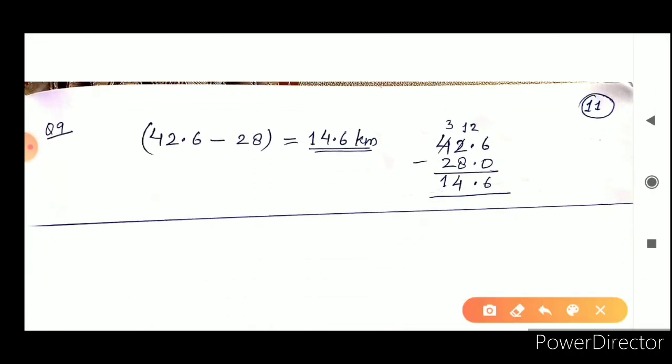Now the last question is, in this question it is being asked how much is 28 less than 42.6. We have to simply subtract them and show it. Here after subtraction we see that the difference is 14.6. So 14.6 is how much 28 is less than 42.6.